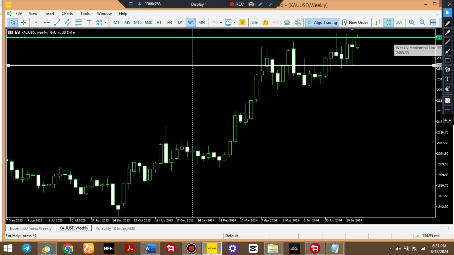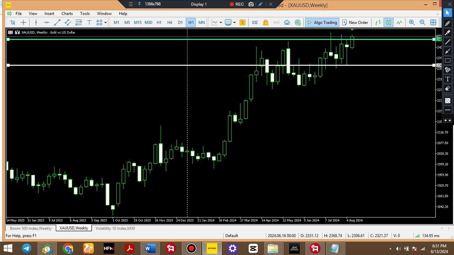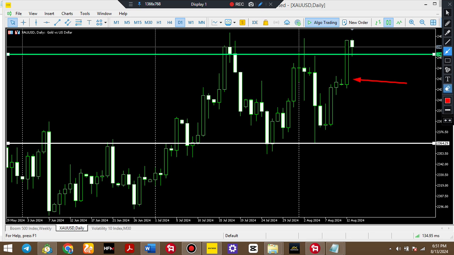Don't forget, we are not marking the current week. This is for last week. So I've highlighted the top and the bottom. Let's go to the daily candle. Where is the daily candle? Here is the daily candle. That is the candle for yesterday.